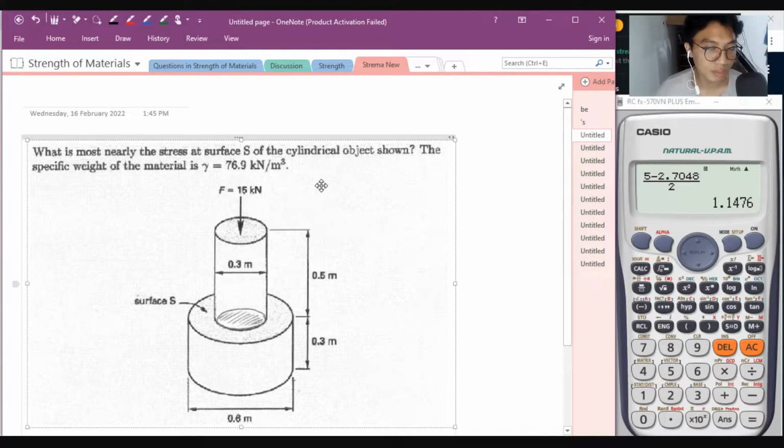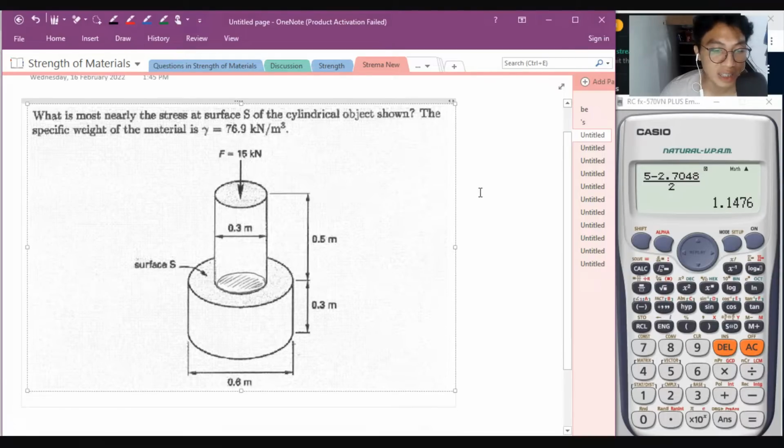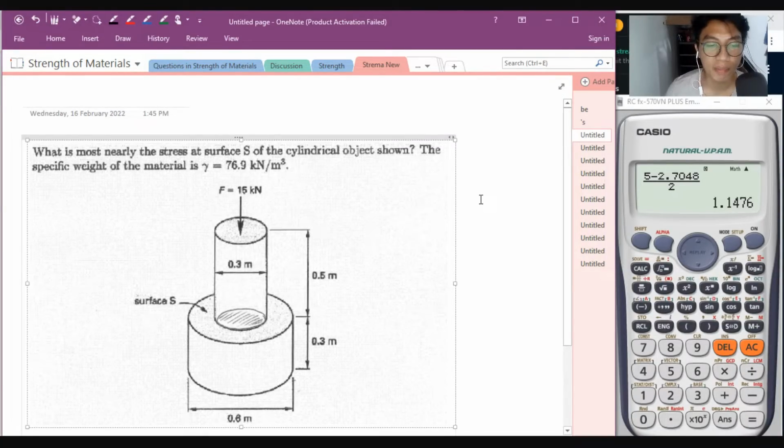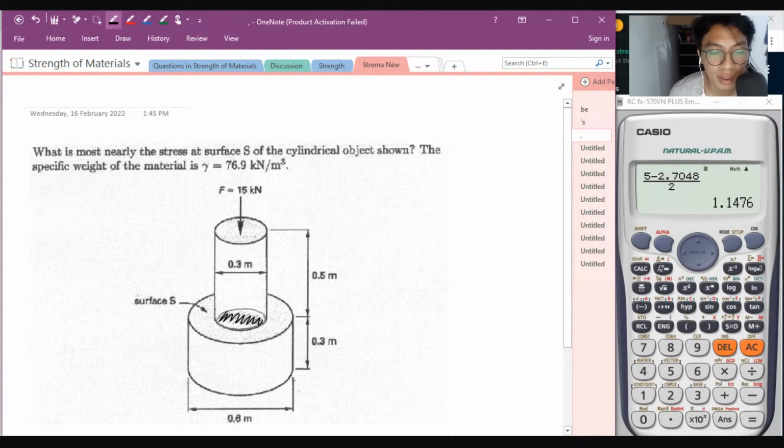Next one. What is most nearly the stress at surface S? Where is the S? Not this one. Only this is affected there. Okay? That's all. Of the cylindrical object shown, the specific weight of the material is 76.9 kilonewton per cubic meter.